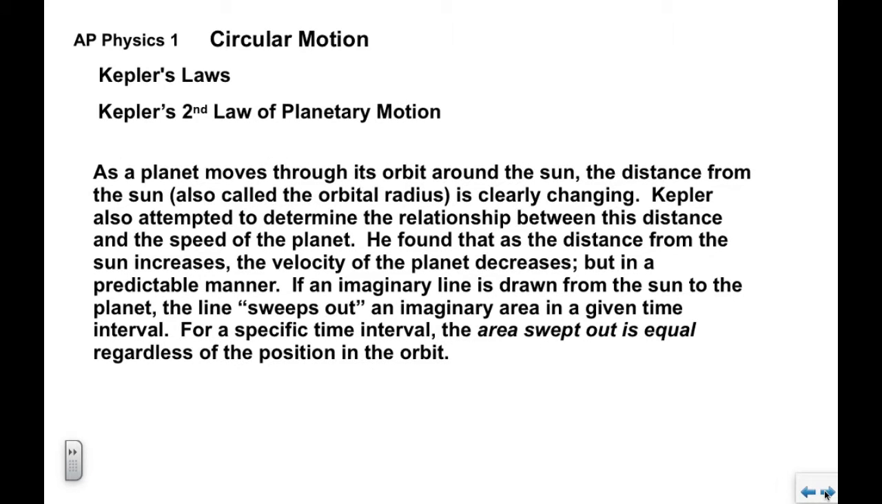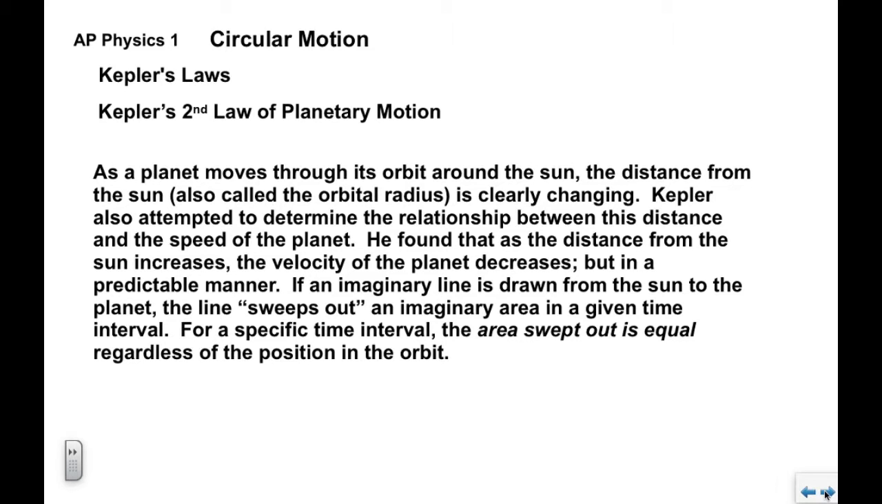Now, the second law. As a planet moves through its orbit around the sun, because of the nature of the ellipse, the distance from the sun is changing. Kepler tried to determine the relationship between this distance and how fast the planet was moving in its orbit. He found that as the distance from the sun increases, the velocity decreases. So the farther away it is from the sun, the slower it actually moves. This is a very predictable quantitative change.